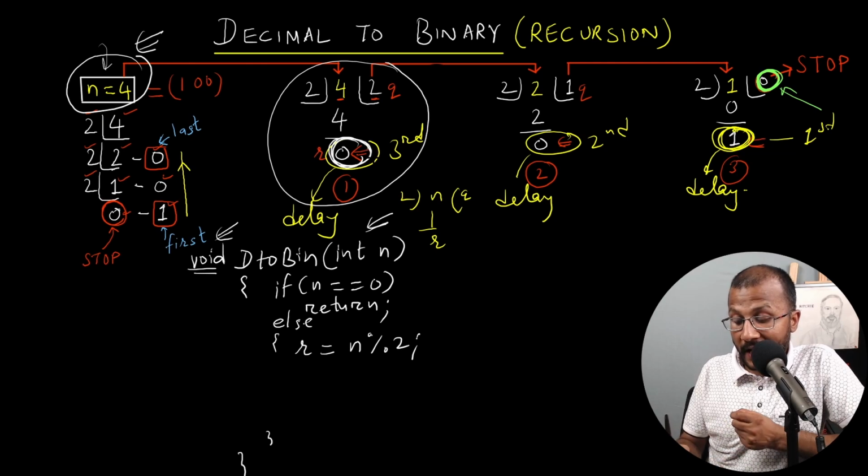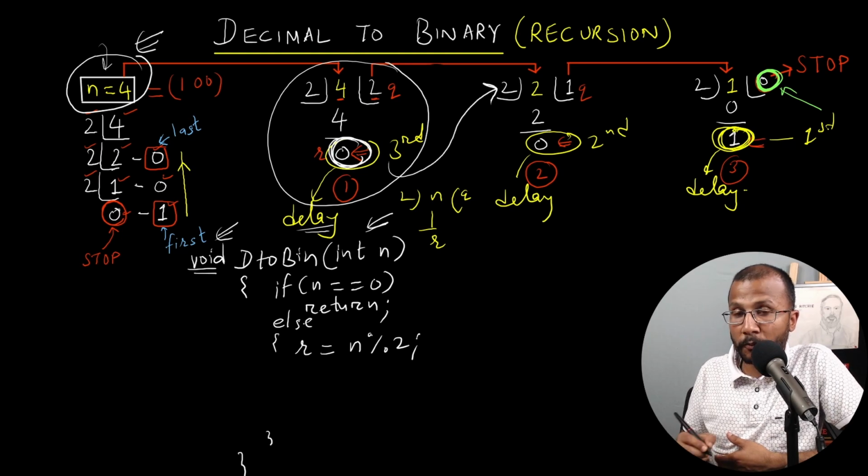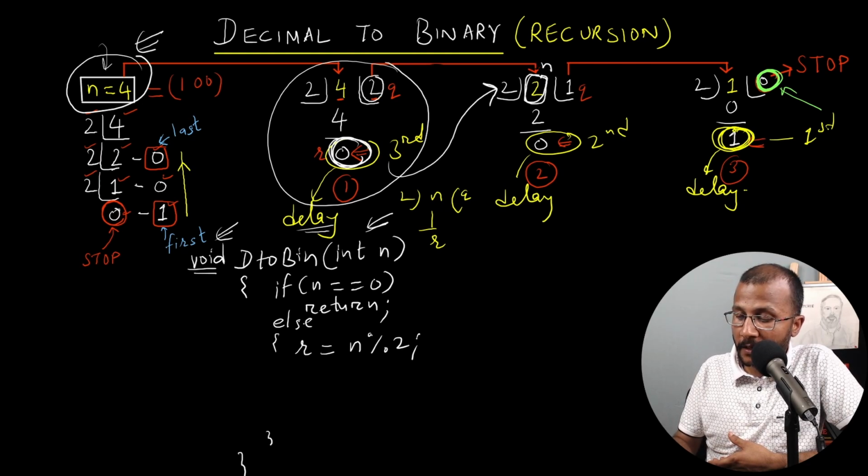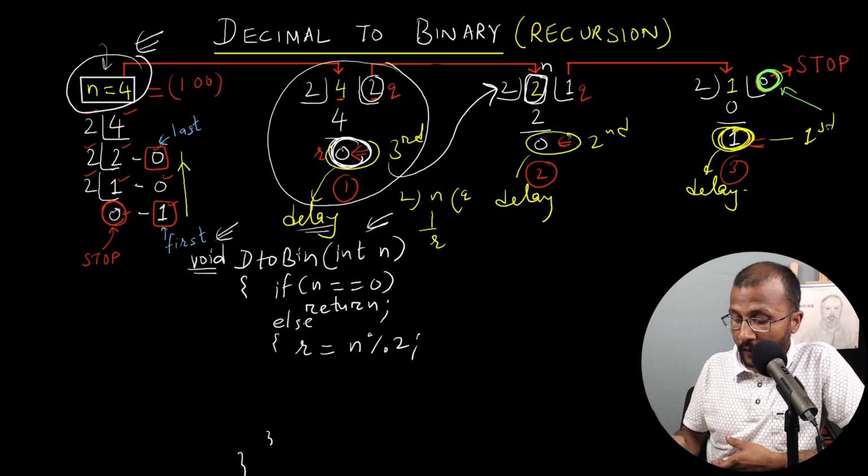Now what I do is I do not display the remainder right now, because this is the last remainder to be displayed. So I'll keep printing the remainder as a pending statement. I'll make a delay here, and before I print the remainder 0, I'll have to continue with the process of division. Now I'll have to divide the previous quotient by 2. So my new value of n becomes the previous quotient, right? So now I get the new value of n.